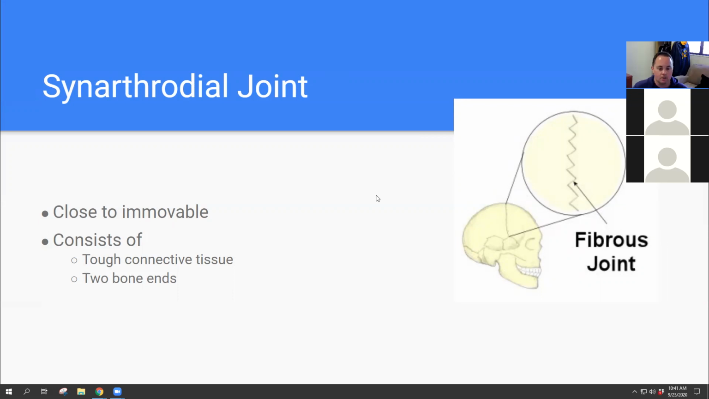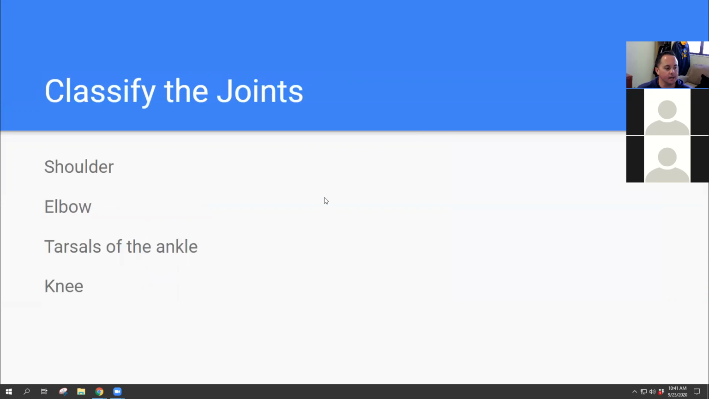Okay, so what I want you to do then is classify these joints here. These are all diarthrodial joints, but that's not what I want you to put. I don't want you to put diarthrodial, diarthrodial, diarthrodial, diarthrodial. What type of diarthrodial joint is the shoulder, the elbow, the tarsals, and the knee? We talked about the 4 different subcategories, so I want you to use those to label these. It is 10:42. I'll give you 3 to 4 minutes to do that. Go ahead.